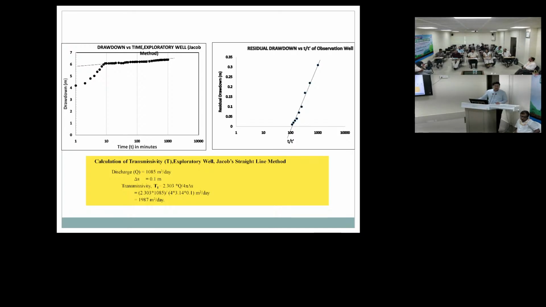Good, drawdown. Yes, sir. Recovery: 20-30 minutes we have got. Within 15 minutes also we have gone. After pumping 1000 minutes.